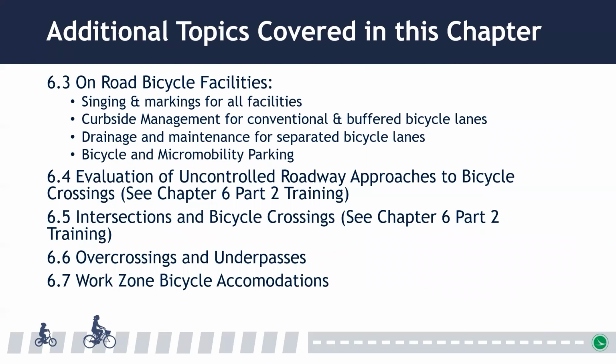In this video, we've highlighted the majority of the on-road bicycle facility design section of Chapter 6. Listed on this slide are other topics that can be found in 6.3 that were not reviewed in this video. As a reminder, we'll be covering intersection and bicycle crossings in Part 2 of this chapter's training. Finally, though we will not review these during our trainings, designers should be aware that there are sections with information for overcrossings and underpasses and work zone bicycle accommodations.